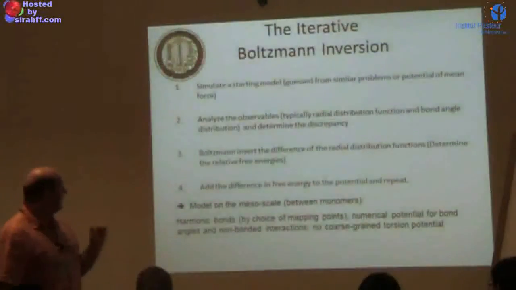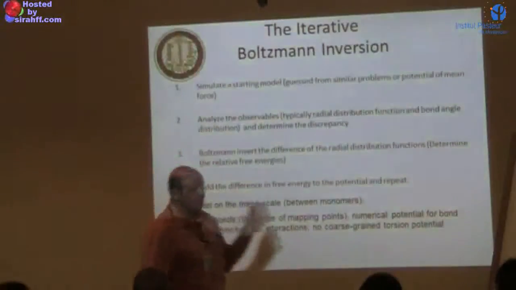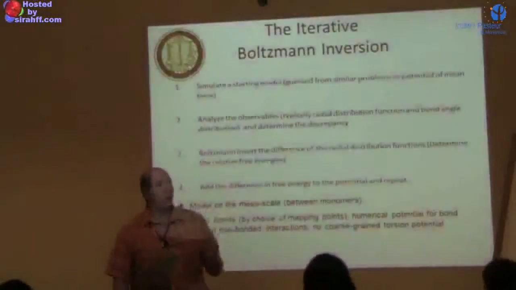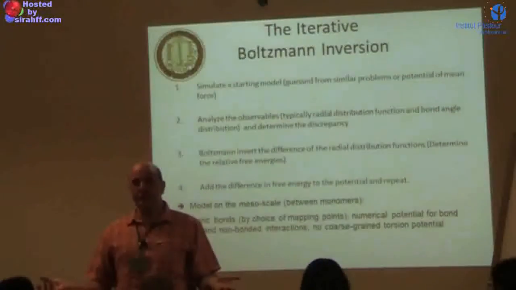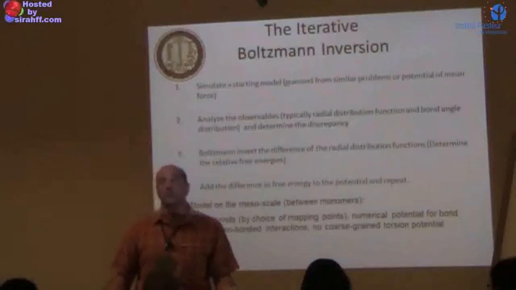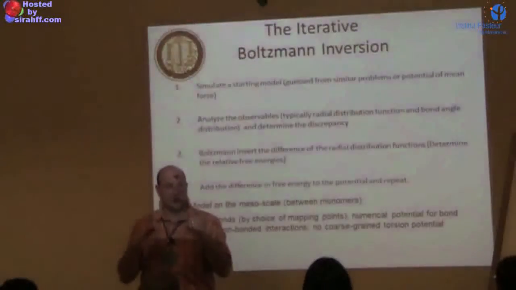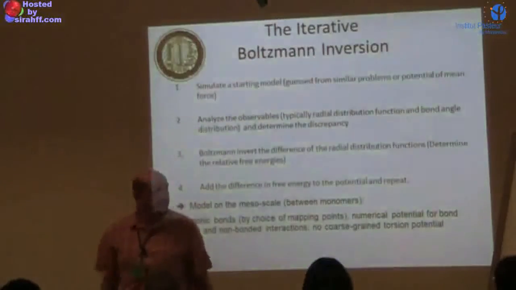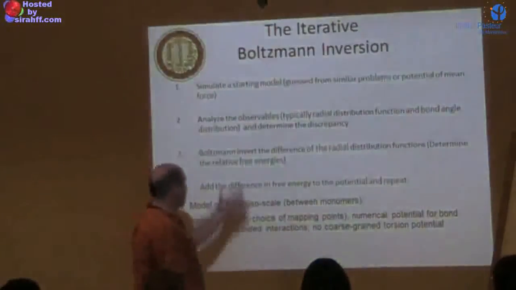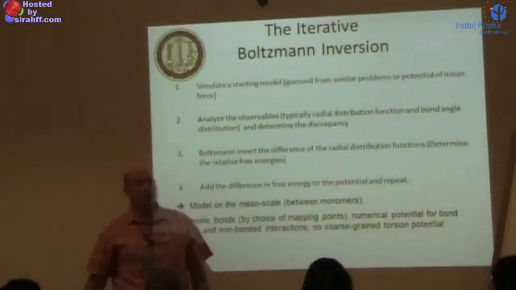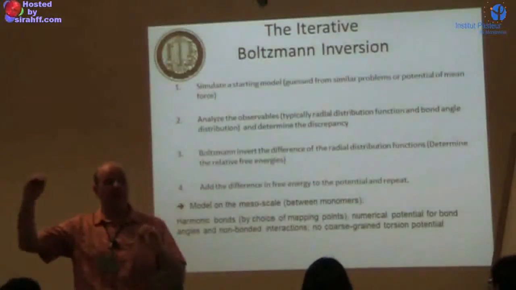IBI is you simulate a model. You either guess from a similar problem if you have seen that before, or you take the mean force. So you take the radial distribution function, you take minus kT times the log of it, and use that as your starting potential. And you do a simulation with that potential. Then you end up with observables, the radial distribution function, and determine the discrepancy between what you get and what you want.